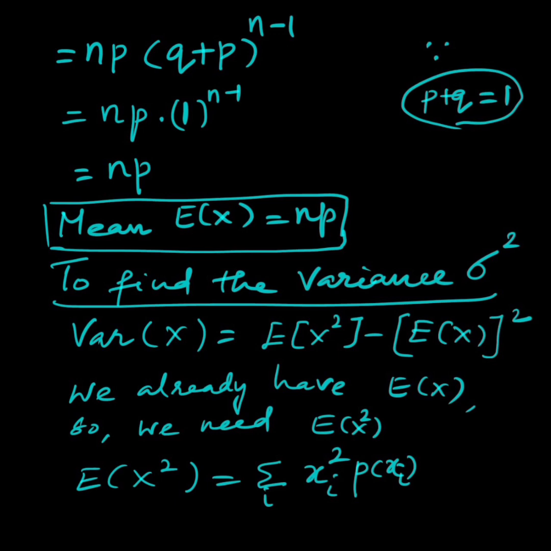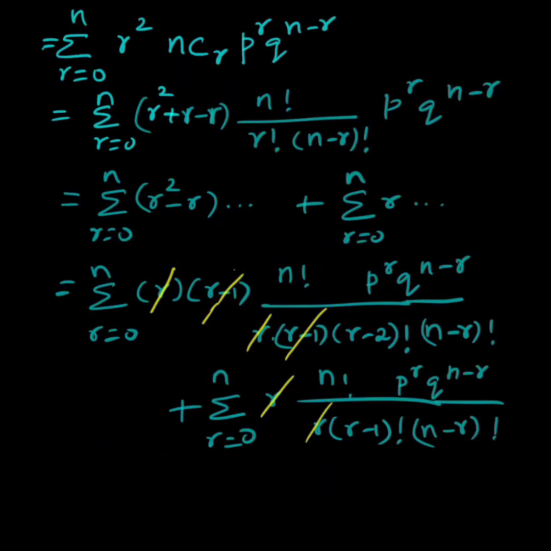Next step is to find the variance of the binomial random variable. Variance of x equals E of x square minus E of x the whole square. In this right side formula, E of x we already obtained, which is nothing but the mean, but we don't have E of x square. So the next step is to find E of x square. E of x square is sigma x square p of x, that is r from 0 to n, r square nCr p power r q power n minus r.